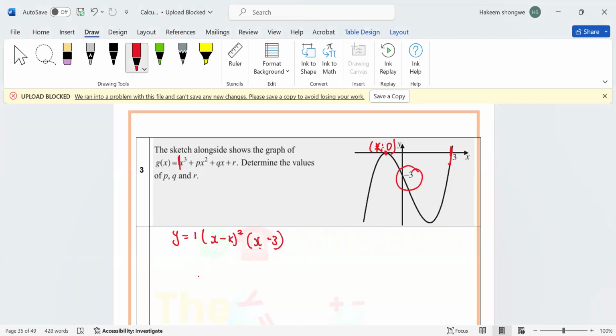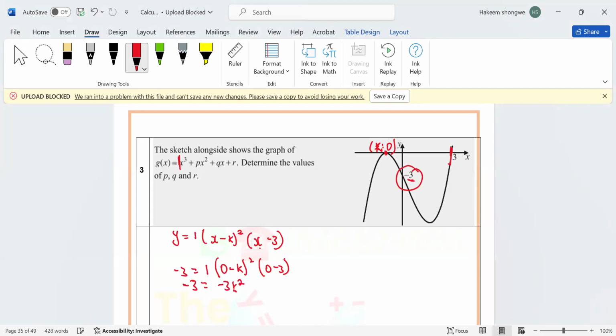What do I do with this information? I am going to tell them I have the point (0, minus 3), which is going to be equal to 1, open bracket, (0 minus k) all squared, (0 minus 3). If you simplify this, it's going to give you minus 3 on this side, and here you have negative 3k squared.